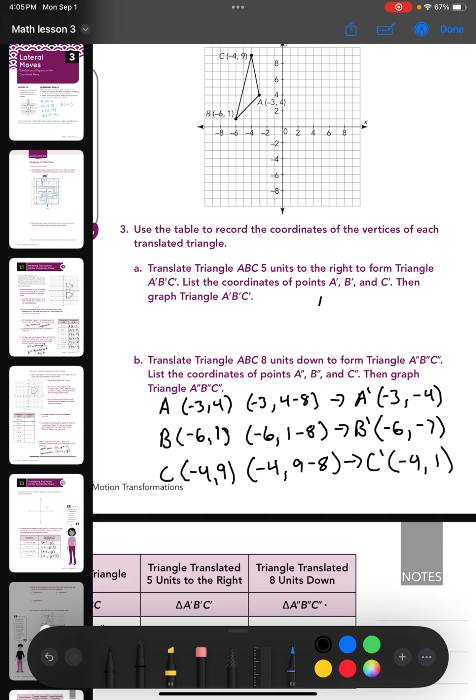And again, I'll go back and rewrite these. I know those just disappeared on us. So our new A, when we went 5 units to the right, was at 2, 4. Our new B was at negative 1, 1. And our new C was at positive 1, 9.